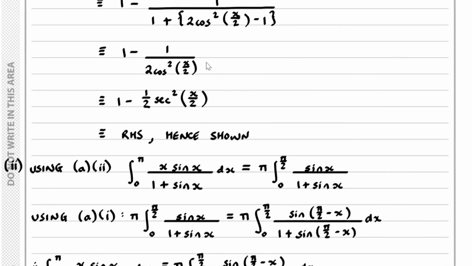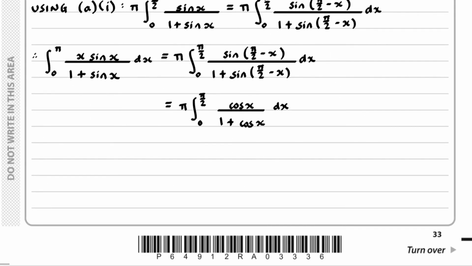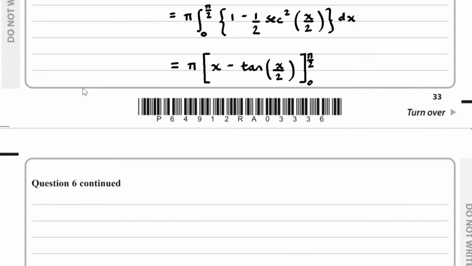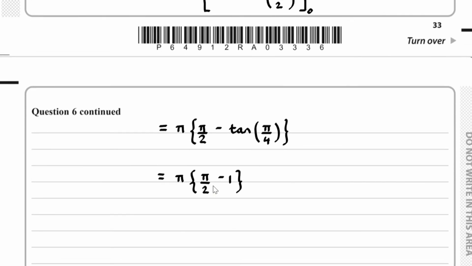Now we can apply what we found in the first part of part C. This is the same as integrating between 0 and pi over 2, 1 minus a half sec squared of x upon 2, then multiply the result by pi. So if we integrate, we end up with pi multiplied by x minus the tan of x upon 2 between 0 and pi over 2, and if we substitute in for our upper limit, we get pi multiplied by pi over 2 minus the tan of pi over 4. For the lower limit, we just get 0. And this simplifies to pi multiplied by pi over 2 minus 1, which is pi squared over 2 minus pi.